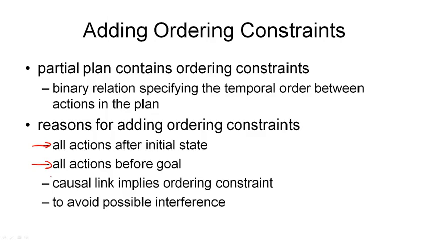Then we've already seen that a causal link implies an ordering constraint. The final reason is a little more complex, and it is to avoid possible interference between the actions in our plan. Remember that I told you that an action can interfere with a causal link if it has a negative effect that interferes with a positive condition on a causal link. Adding ordering constraints is one way to get rid of this possible interference.